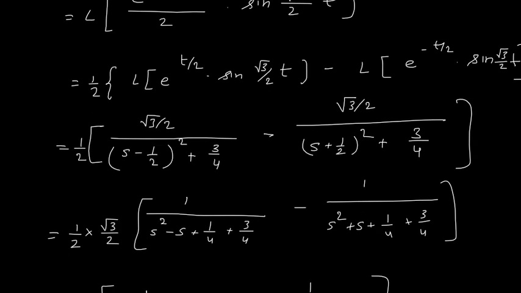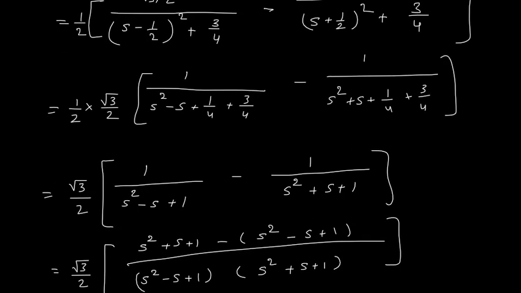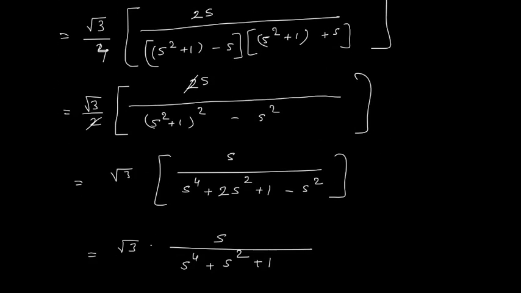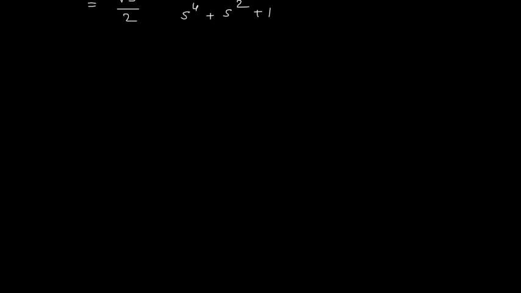Root 3 by 2 is here. So root 3 by 2 we have taken common. Okay, so this 1 by 2 into root 3 by 2 is not root 3 by 2, it is root 3 by 4. Okay, so it is root 3 by 4. This is root 3 divided by 4, root 3 divided by 4, and then it will cut and we will get 2. So now I have root 3 divided by 2, root 3 divided by 2 into s upon s power 4 plus s square plus 1. Okay, let us see a few more questions.